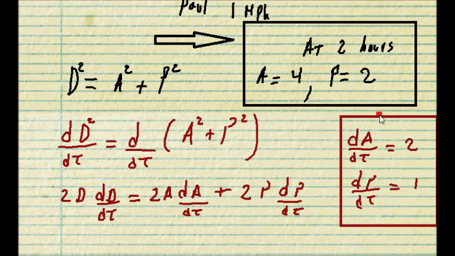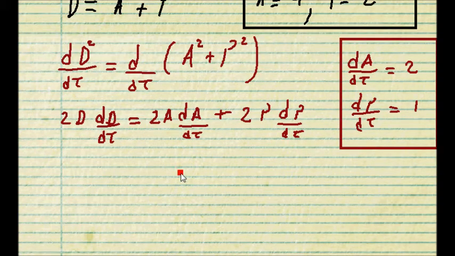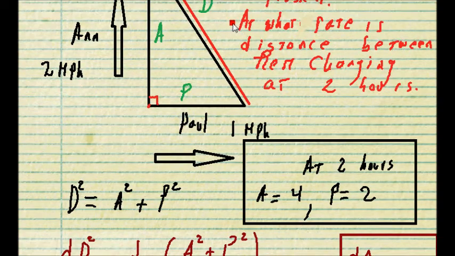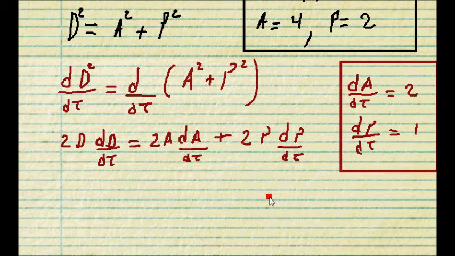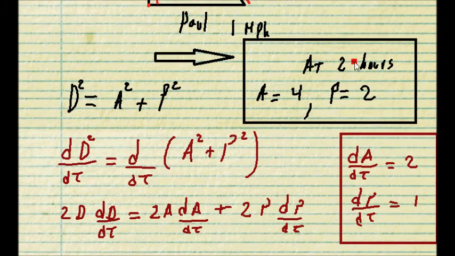So let me clean this up a little bit. We are looking for the rate of change of big D. This is big D here, capital D. We're looking for this rate of change with respect to time at 2 hours, when t is equal to 2 hours. So let me insert all this data that I have here in these two boxes into this equation.